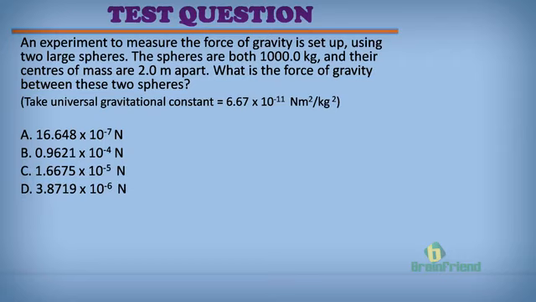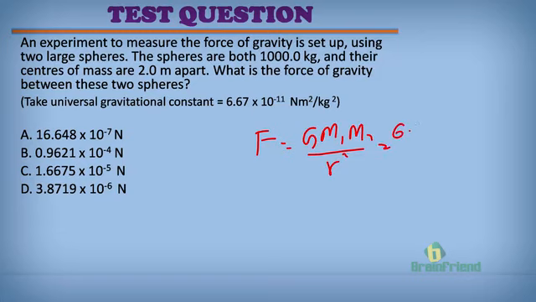2. An experiment to measure the force of gravity is set up using two large spheres. The spheres are both 1,000 kilograms and the centers of mass are 2 meters apart. What is the force of gravity between these two spheres? We're looking at the force of what? Gravity between these two spheres. We can do a small calculation here. F is equal to G m1 m2 over r squared.